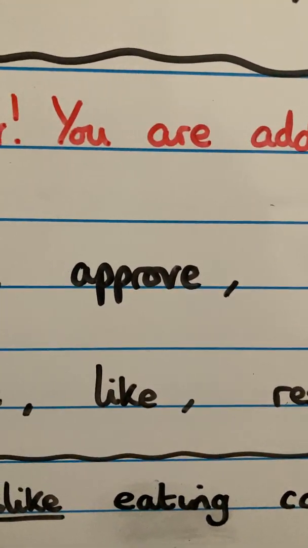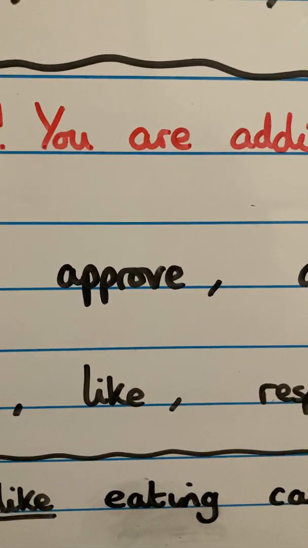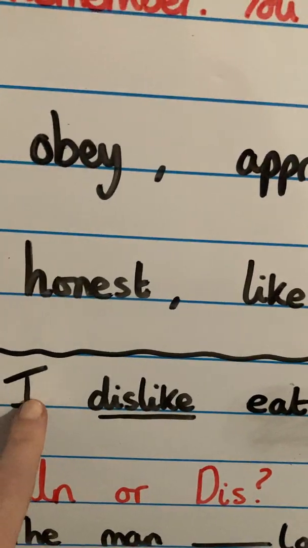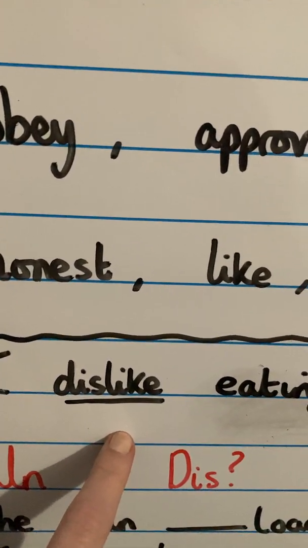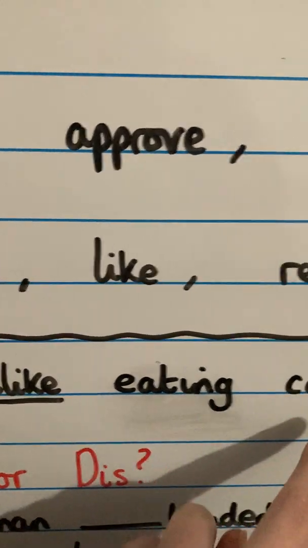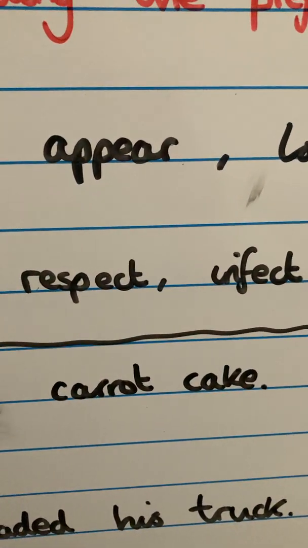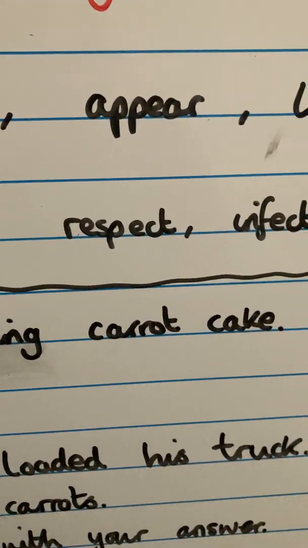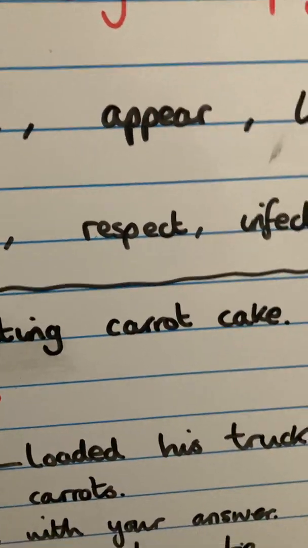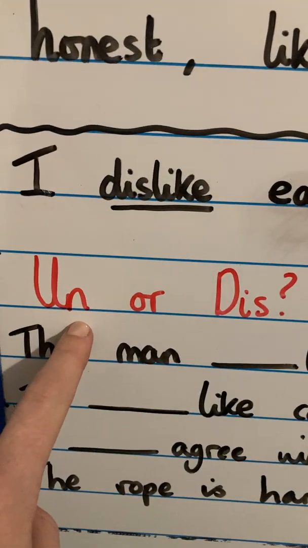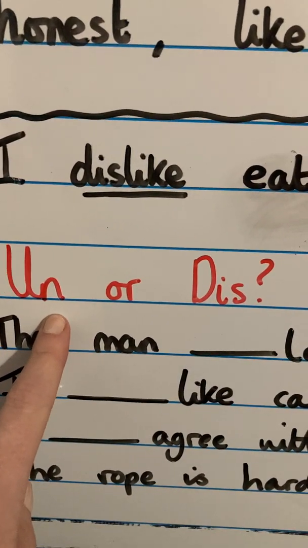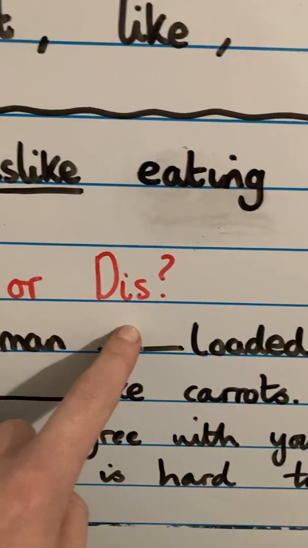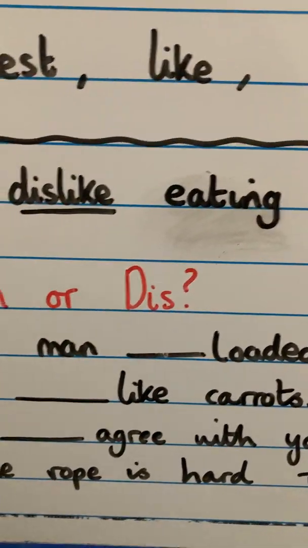And once you've done that, you might want to choose a couple of those words, or one or two, and put them into a sentence. So I've done that, and my sentence today says, I dislike, that means I don't like, eating carrot cake. Okay, and when you've done this, you might want to really challenge yourself. So if you look on the planning, it explains it a little bit more. But what the challenge is today is you need to decide whether you're going to add the prefix un or dis into these spaces in the sentences.